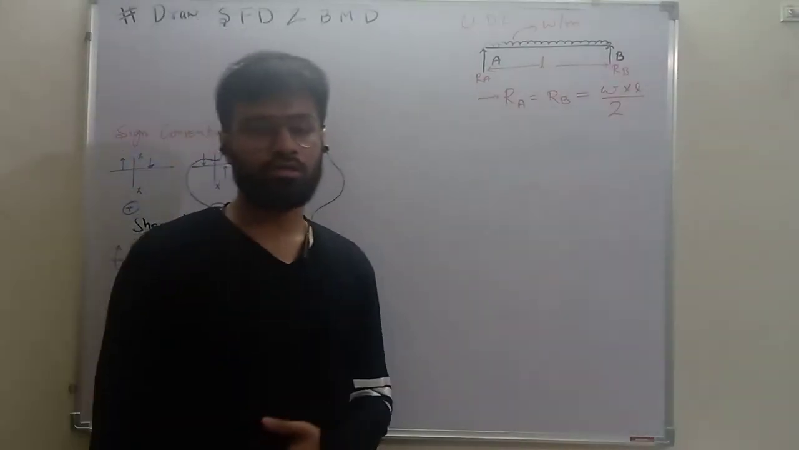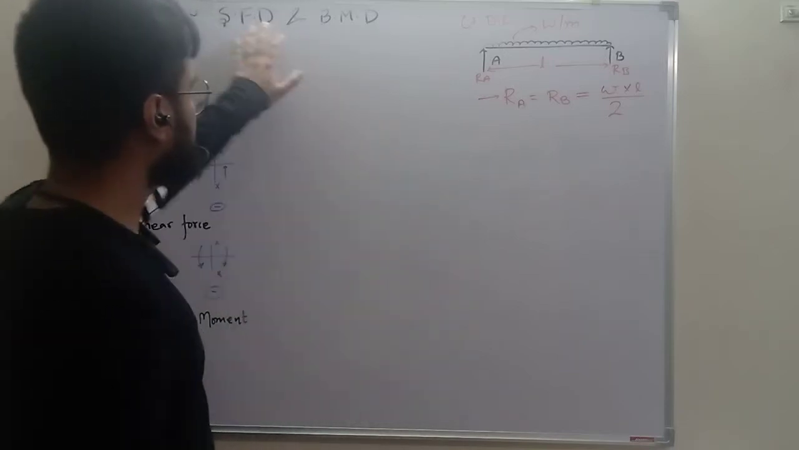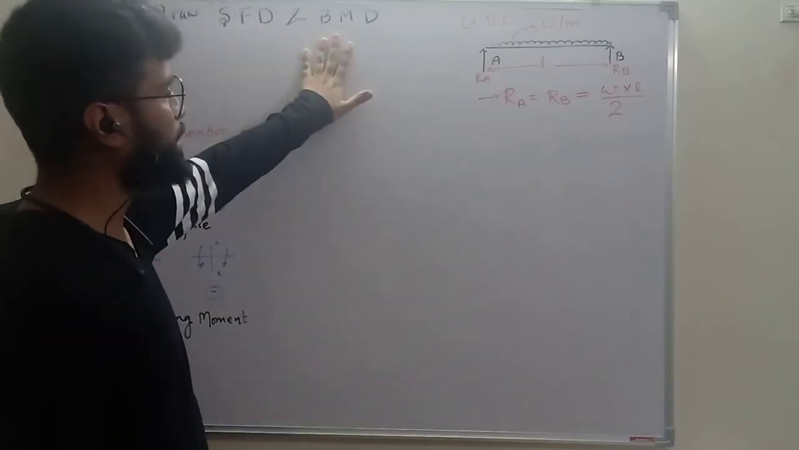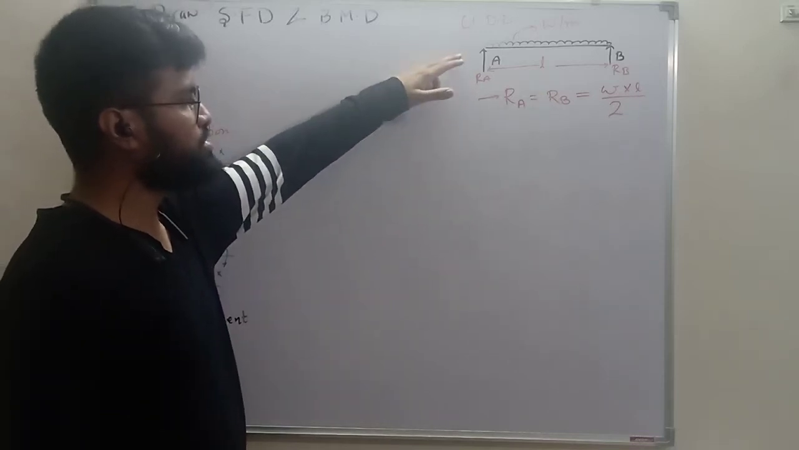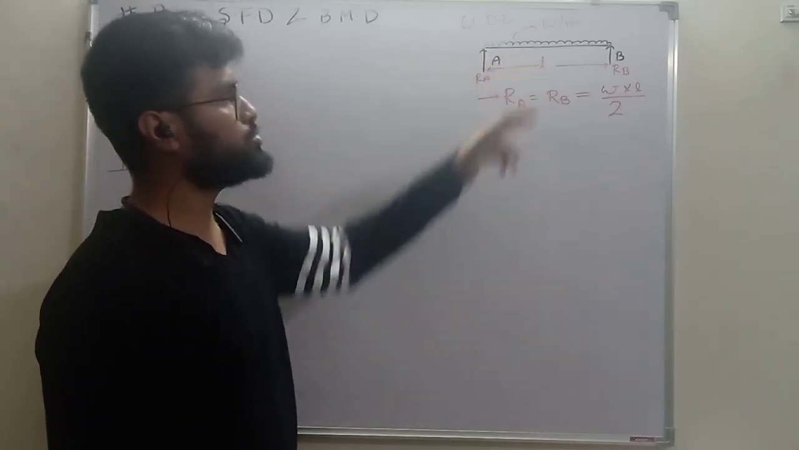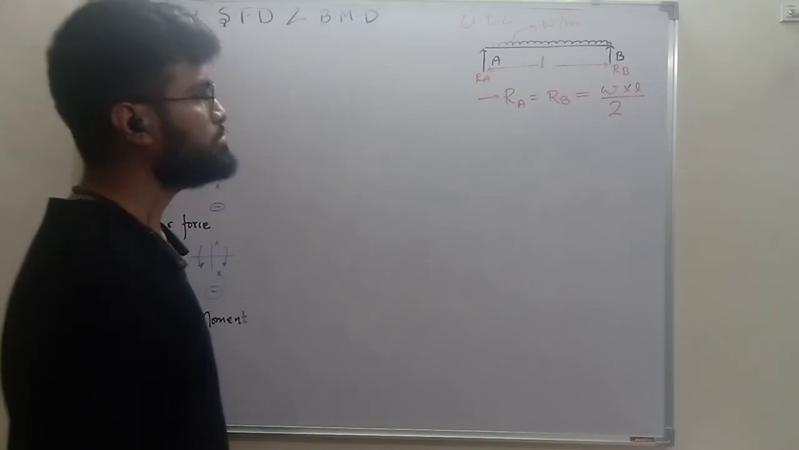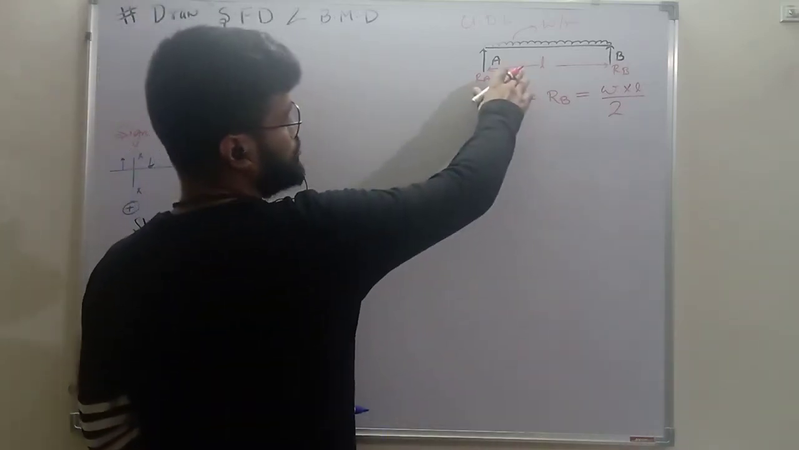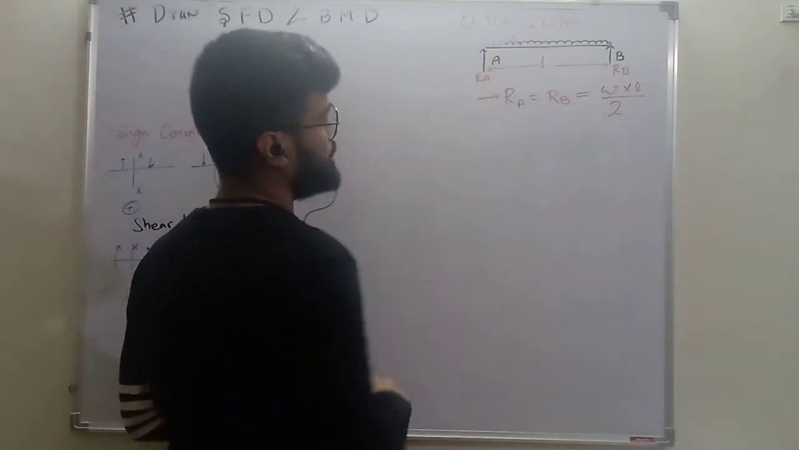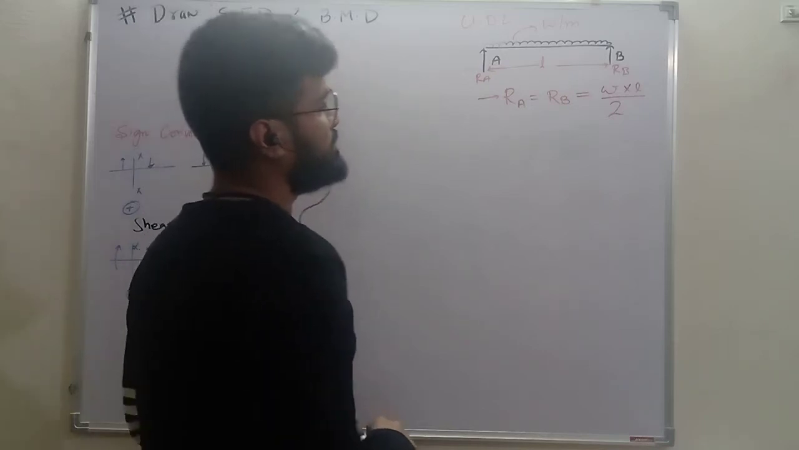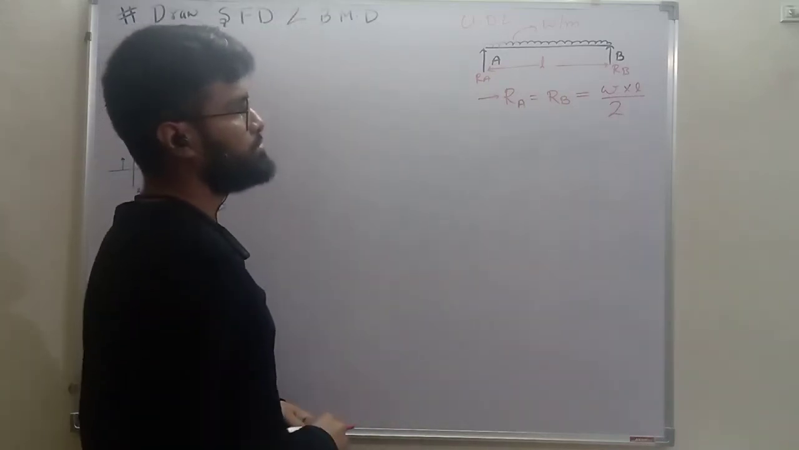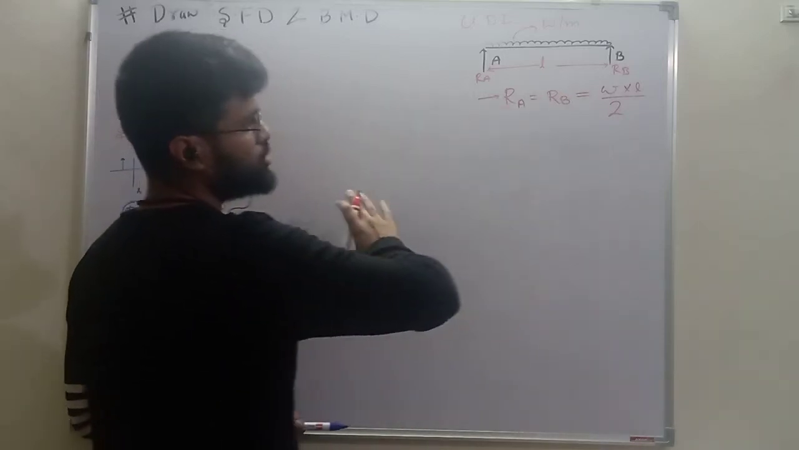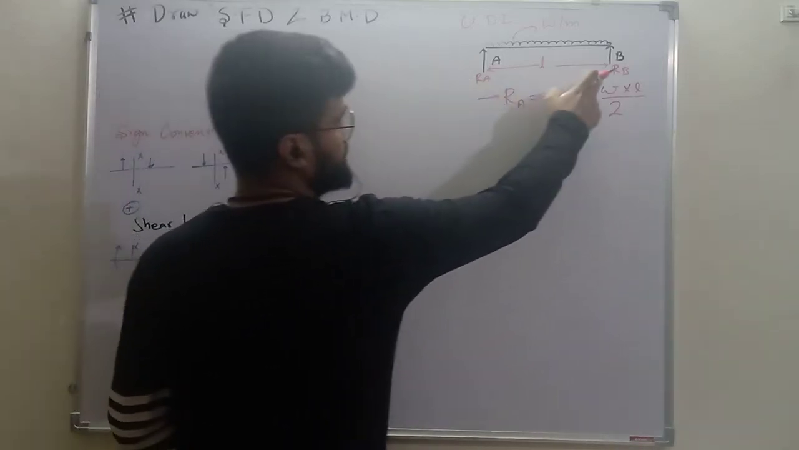Hi students, today we will discuss the shear force diagram and bending moment diagram for this problem. We have a simply supported beam which has a uniformly distributed load along its length. And what is UDL? UDL is W per meter, and we have taken W as the uniformly distributed load on the beam. This is a simply supported beam, supported at A and at B.